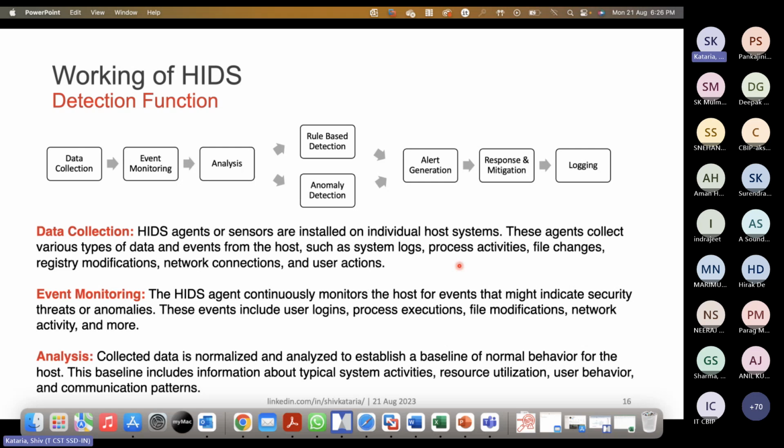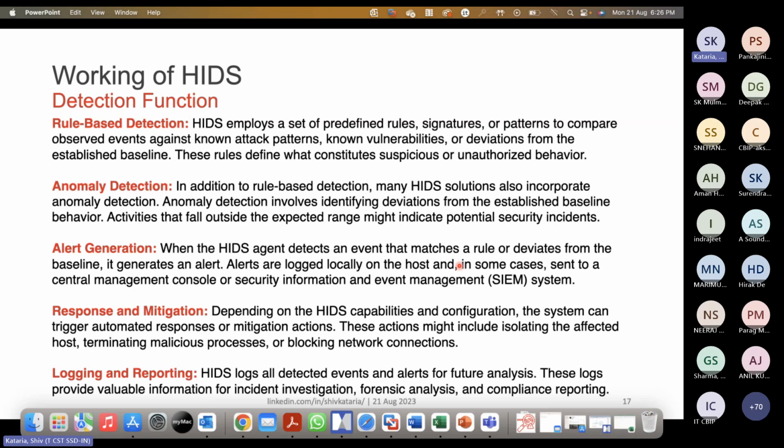After analysis, we have the detection function, which is based on either rules or anomaly. Rules are hard-coded strings, which could be like the source address, destination address, source port, destination port, and so on. And the anomaly is basically the outliers in the patterns of the system functioning.